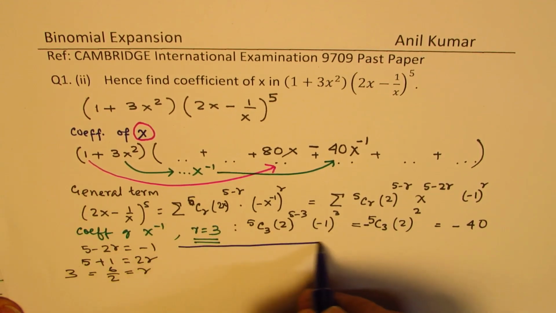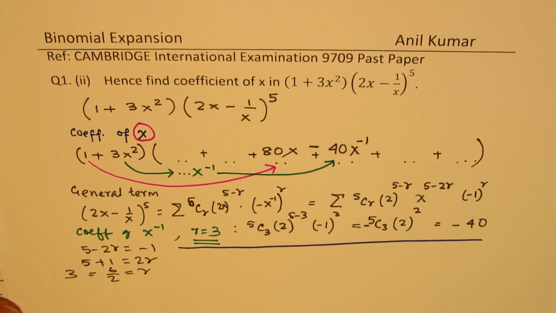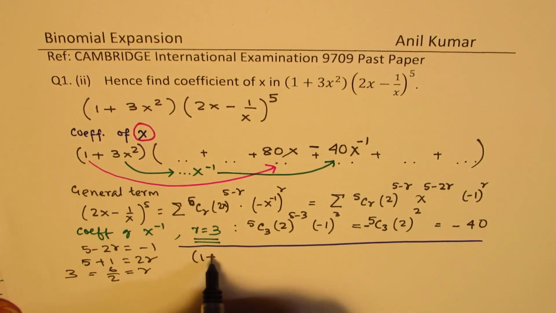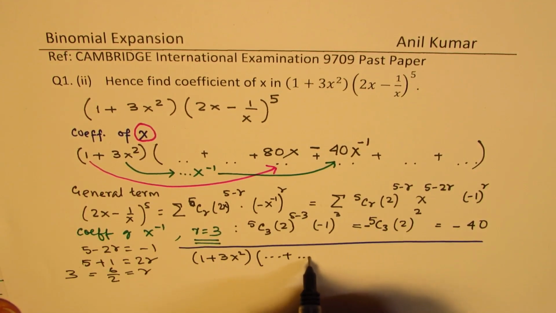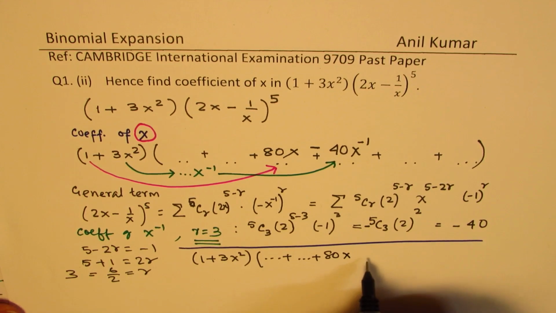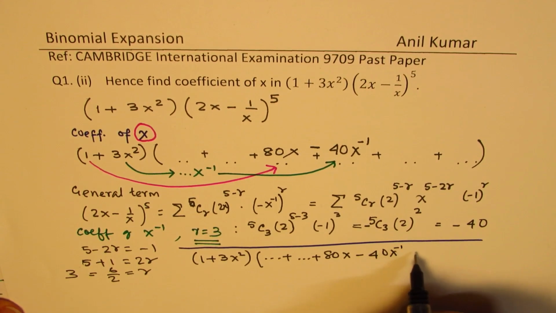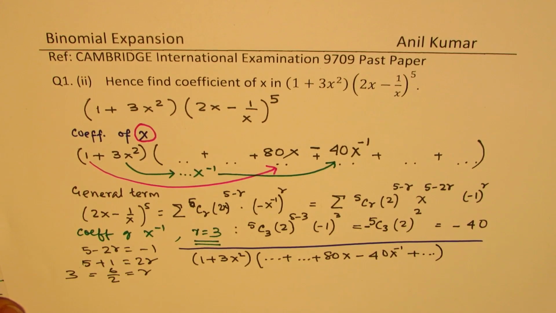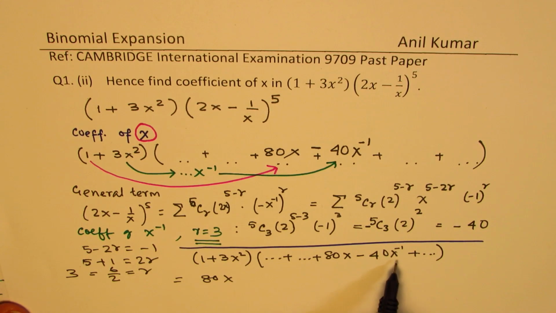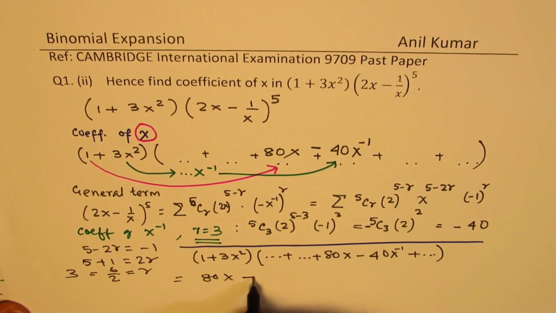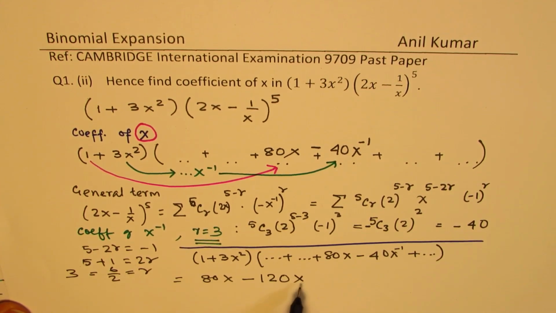So what we get here is our solution, which could now be written as, so that is the explanation part, which I hope is absolutely clear. Now what we could do here is 1 plus 3x square times, there are so many other terms, so let's forget about those. We'll multiply with 80x minus 40 x to the power of minus 1 plus other terms. Is it clear to you? So what we get here is 1 times 80x, which is 80x, and 3x squared times minus 40 x to the power of minus 1, which is minus 120x.